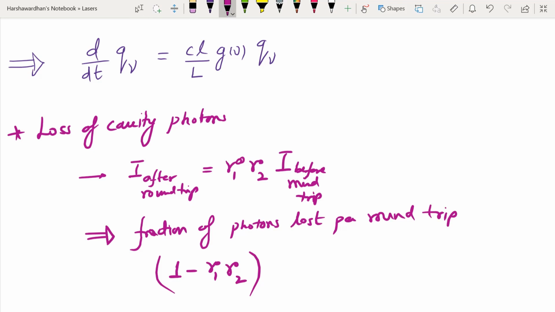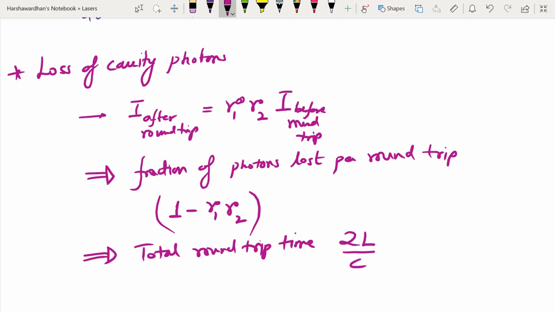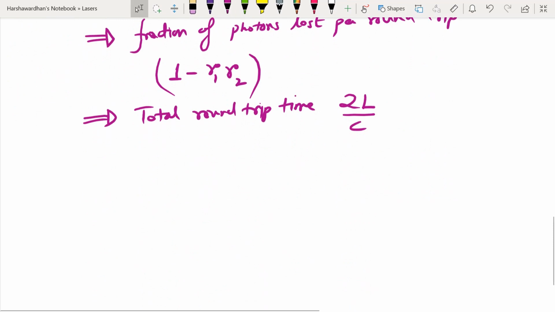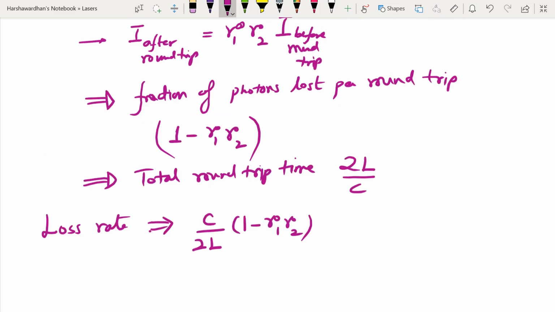Not just that, what we require is a rate. We know that the total round trip time is simply 2L by c. This is my total round trip time. Particularly, I'm looking at a gas medium where my velocity of light is c. So you see that my photon loss rate is simply c by 2L, 1 minus R1 R2. This is the rate at which the photons are being lost due to outcoupling.